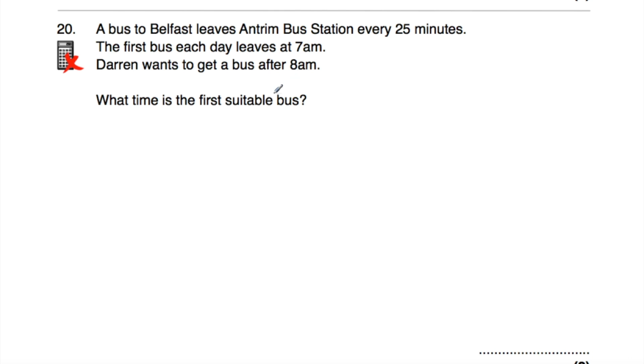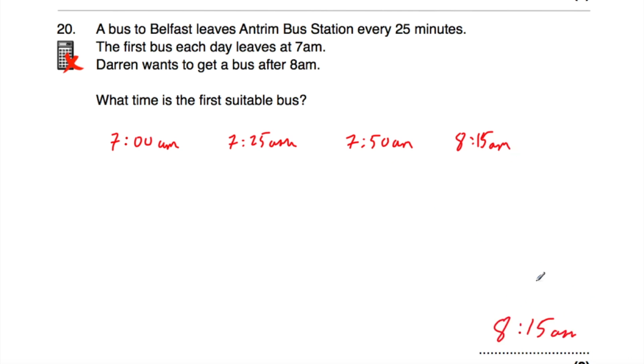Now, in terms of this question, there's a couple of different ways in which you may approach it. One approach is to say, well, the first bus is going to leave at 7 a.m. Then 25 minutes later will be 7:25 a.m. The next bus will be 25 minutes later, so that will be 7:50 a.m., just adding on 25 minutes. Adding on another 25 minutes, this is going to be the bus we're interested in because it's going to be after 8 a.m. Adding on 10 minutes brings us to 8 o'clock, and then we've got 15 more minutes. That's going to be 8:15 a.m. So that's the time of the first suitable bus.